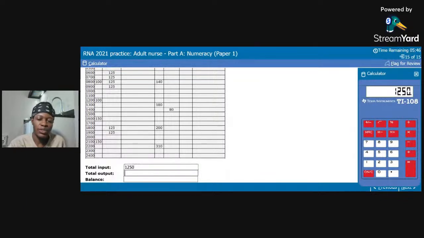Now you come to the total output as well and you do the same thing. So this is 310 plus, I'm going to take it from downwards, 200 plus 80 plus 180 plus 140 plus, oh, that's all. Oh my god, what's wrong with me? Are we supposed to leave that place blank or we're supposed to put something?